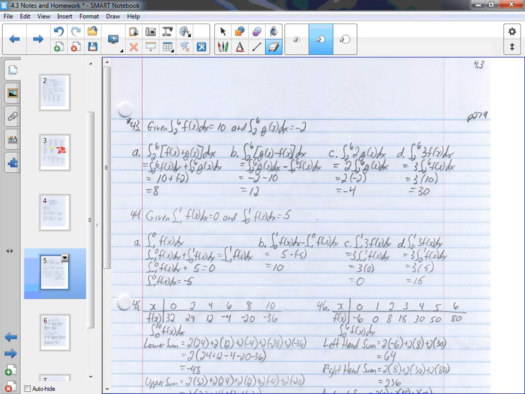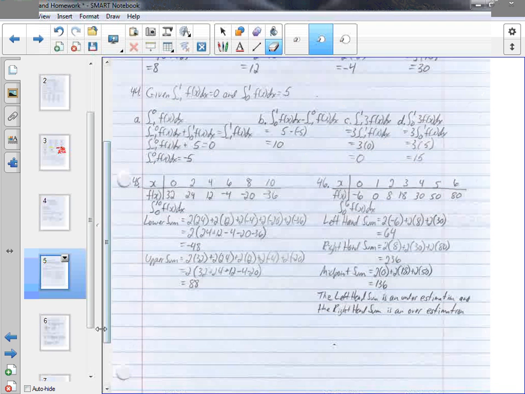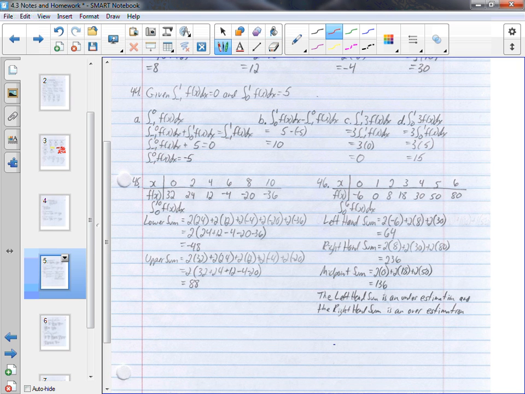44. On 44, we are given that the integral from -1 to 1 of f of x dx is 0, and that the integral from 0 to 1 of f of x dx is 5. Now, before we even answer any of these questions, this actually is logical, and I want to say common sense, but it's not common, right? Because most people can't do calculus, but it makes sense if you think about it. Okay, so it's not common sense; it's uncommon sense, but it's sense.